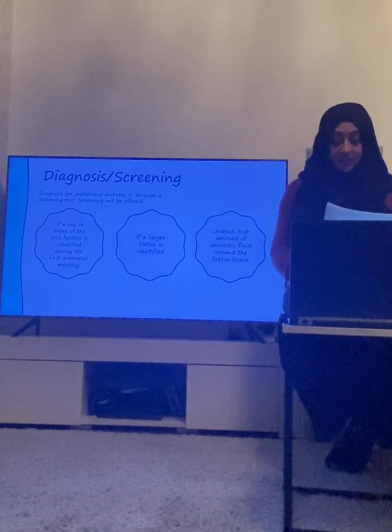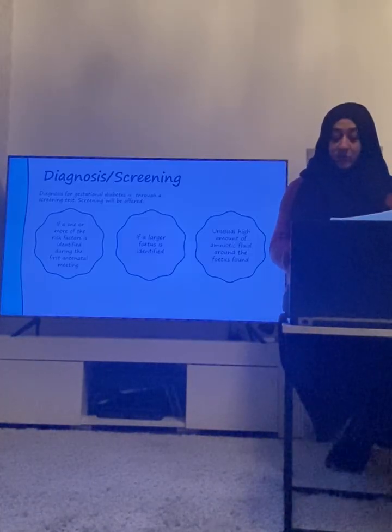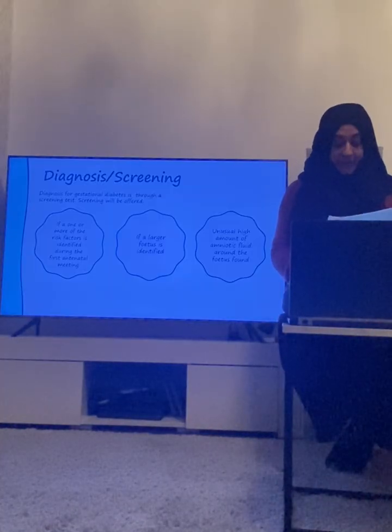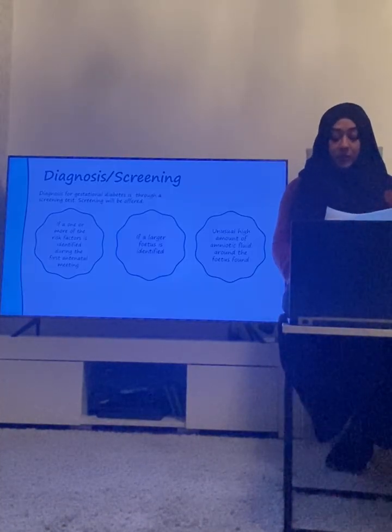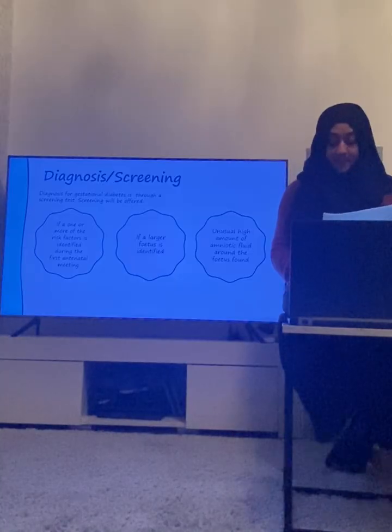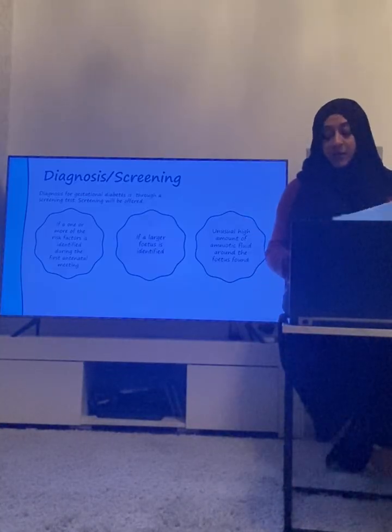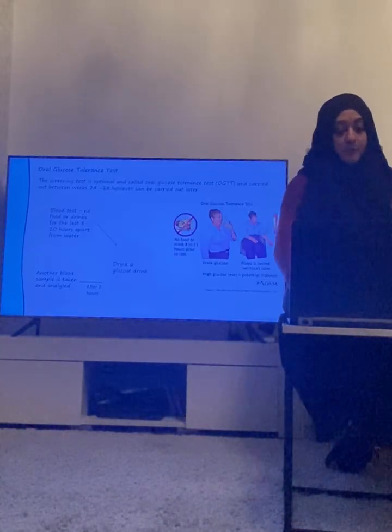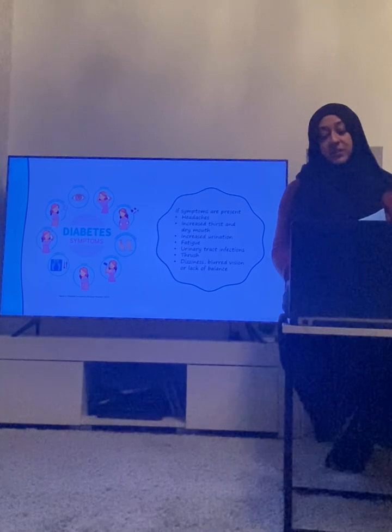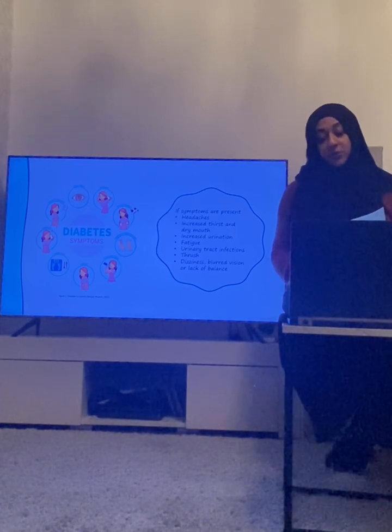If a large fetus is identified during antenatal exam, this may also be a sign of gestational diabetes, although not always the case. Screening will be offered. Another indication could be unusual high amounts of amniotic fluid around the fetus. Too much fluid can increase the risk of premature labour, so it's important to have this checked. Screening will be offered.